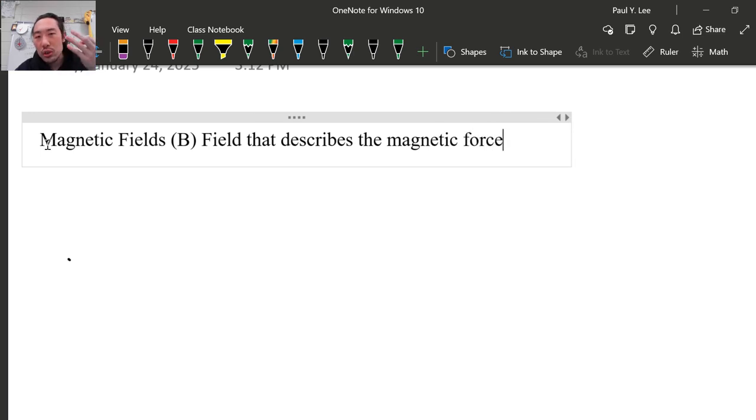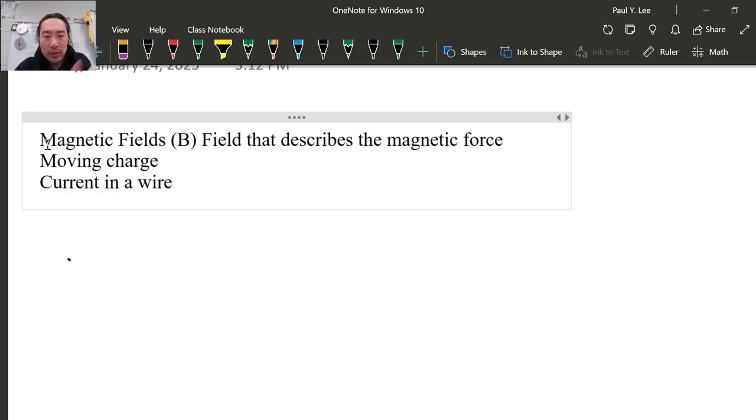Now, these three things are unique because in all the previous fields that we just discussed, the gravitational field just affects objects, and electric fields affect just charge, right? So there's a one-to-one correlation. Magnetic fields actually affect a vast array of things. And the three things are moving charge, current in a wire, which is essentially a moving charge, and other magnetic material. Now, the last one makes sense, right? If you have two magnets, they can interact with each other.